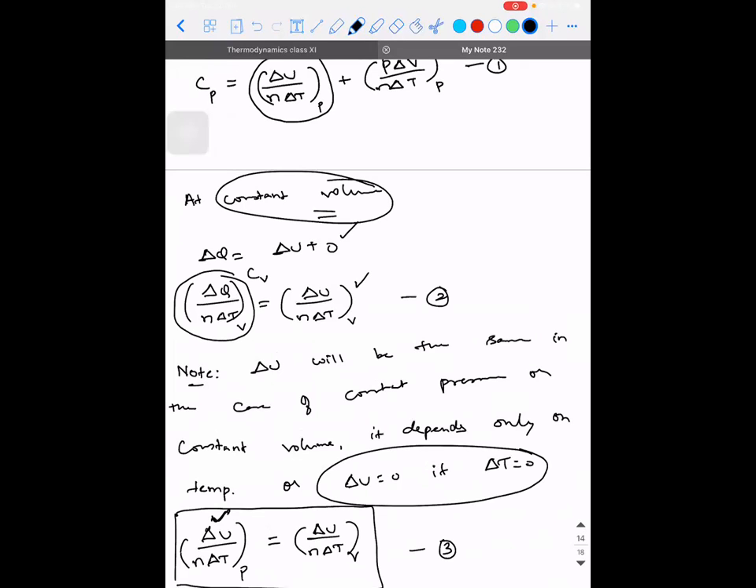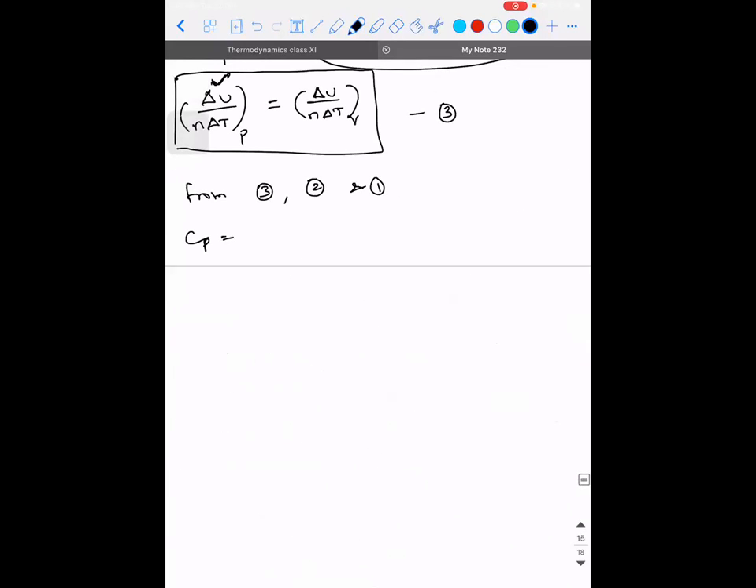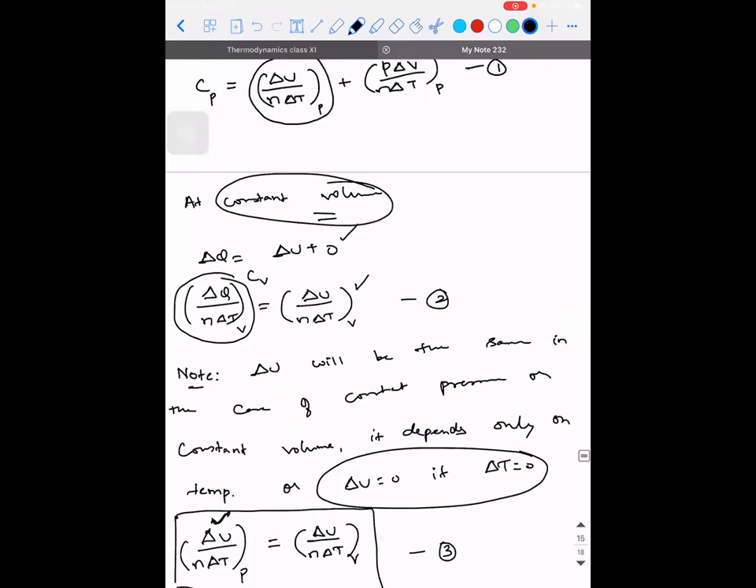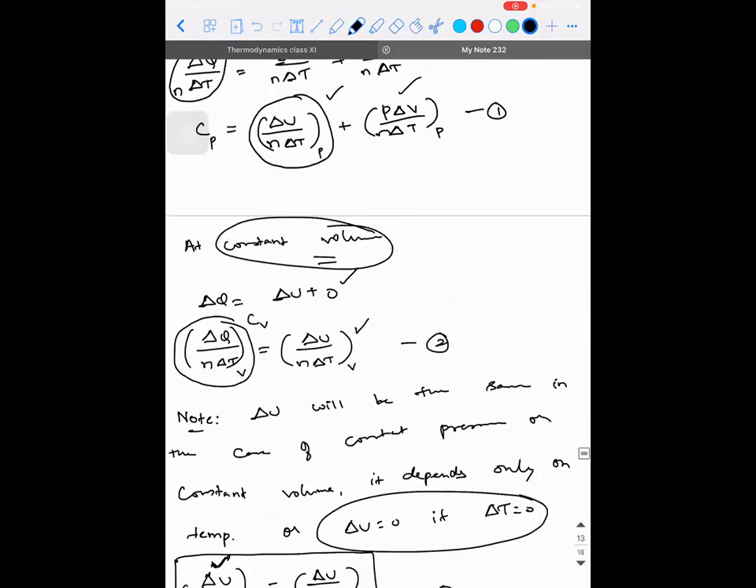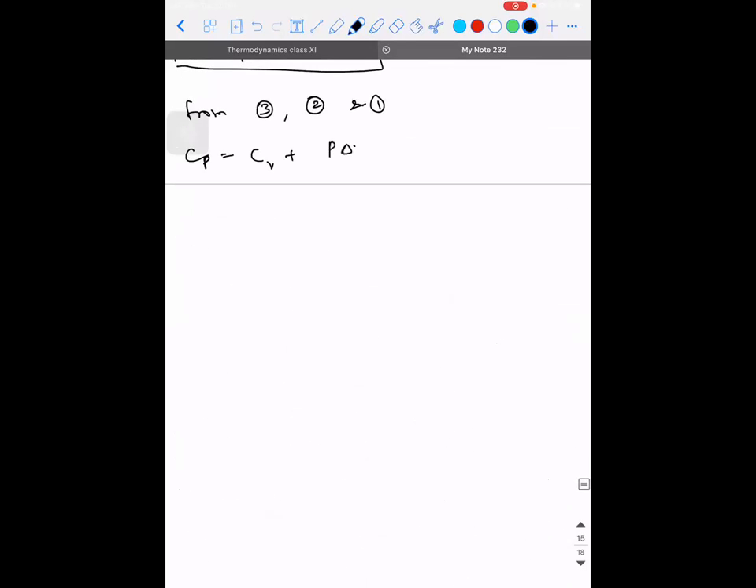Accepted? Yes, sir. So Cp will be equal to Cv plus P delta V by n delta T at constant volume, P delta V divided by n delta T at constant pressure. Right? So let this be equation number 4. For an ideal gas, can I write PV is equal to nRT?